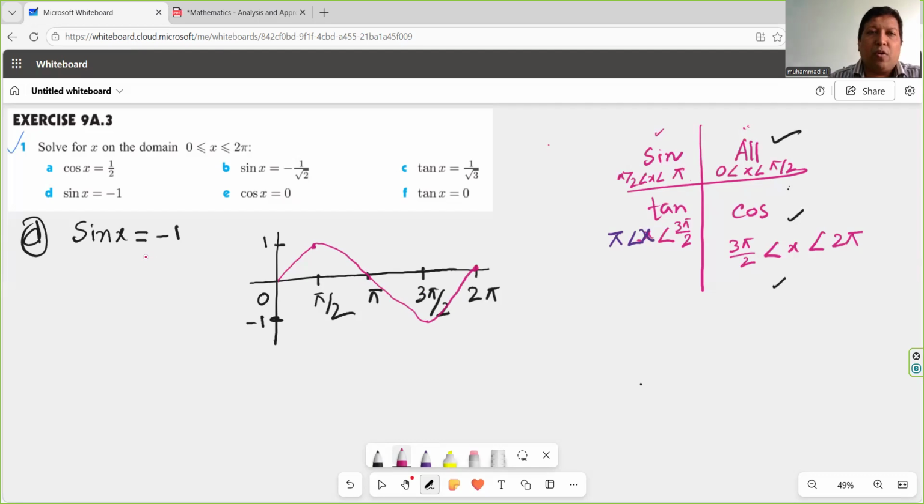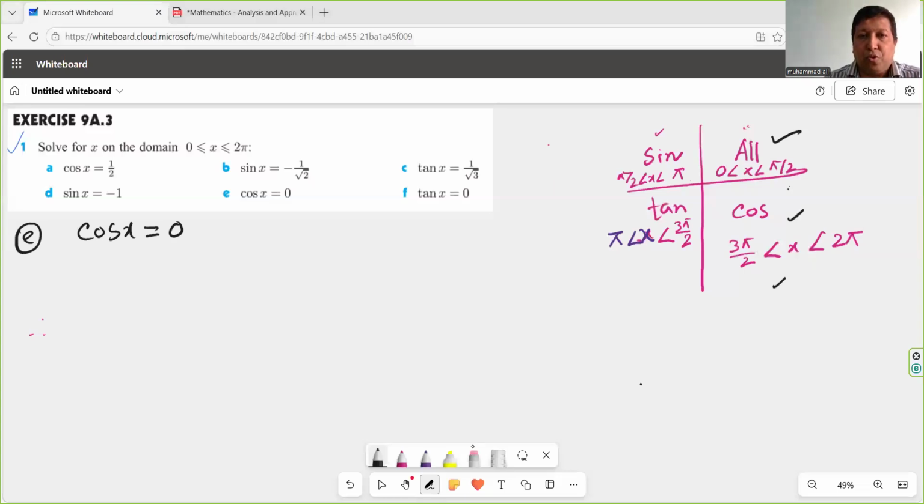Now we want to find out when we get sin x result is minus 1. After observing the y equals sin x graph, we found that when x value is 3 pi by 2, we get sin x equals minus 1. So we have to write here the result: x equals 3 pi by 2. Okay. Now we try to do cos x equals 0.